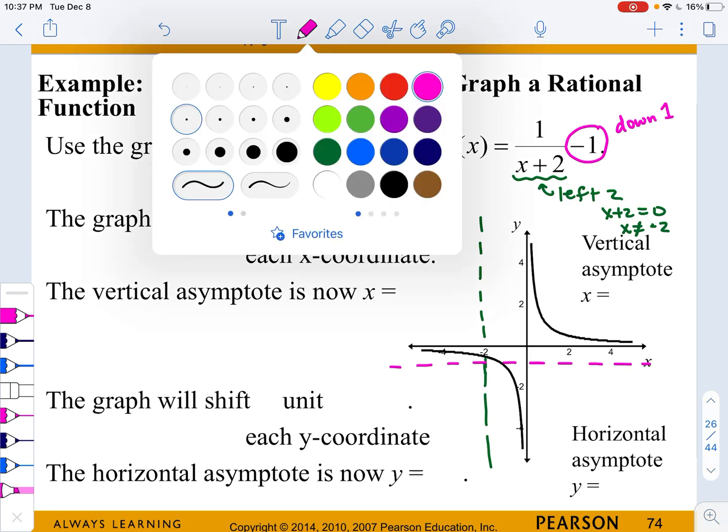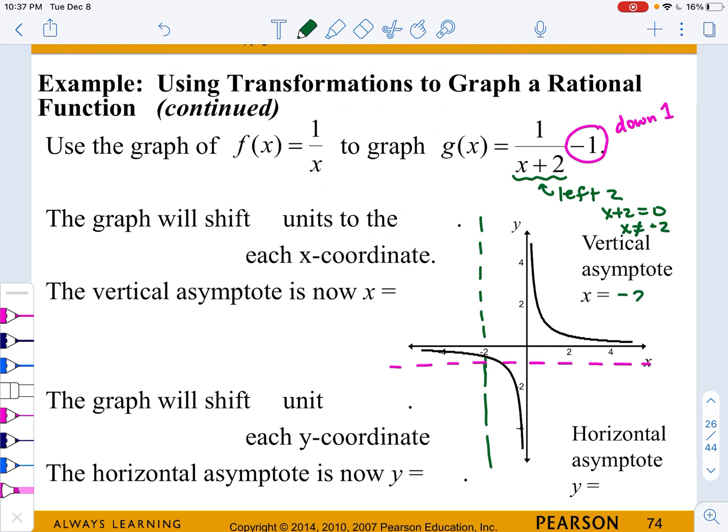So I'm going to go back and fill that in. Vertical asymptote was at x = -2, and then we said that our horizontal asymptote is going to be at y equals, sorry, not +1, -1. So let's see, the graph, because our asymptotes are shifting, we shifted to the left 2 places. We can say that the graph is going to shift. We had 2 units to the left.